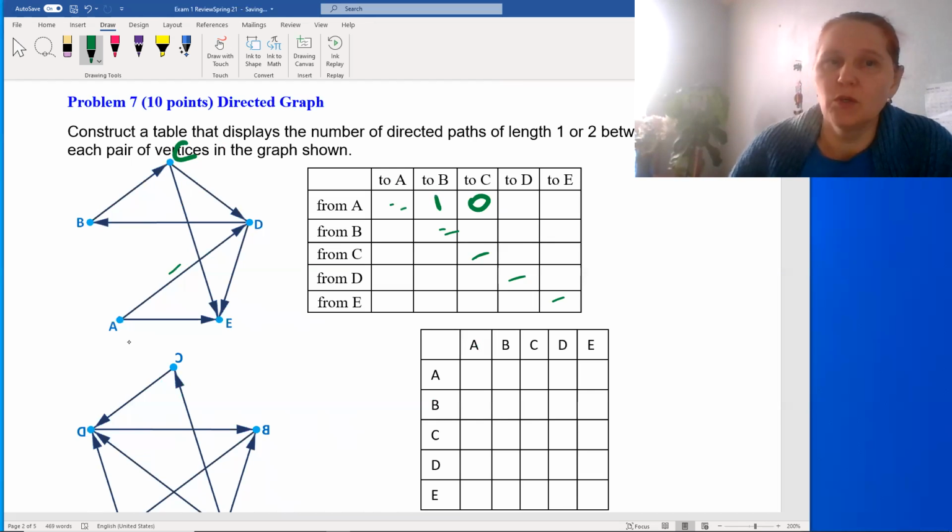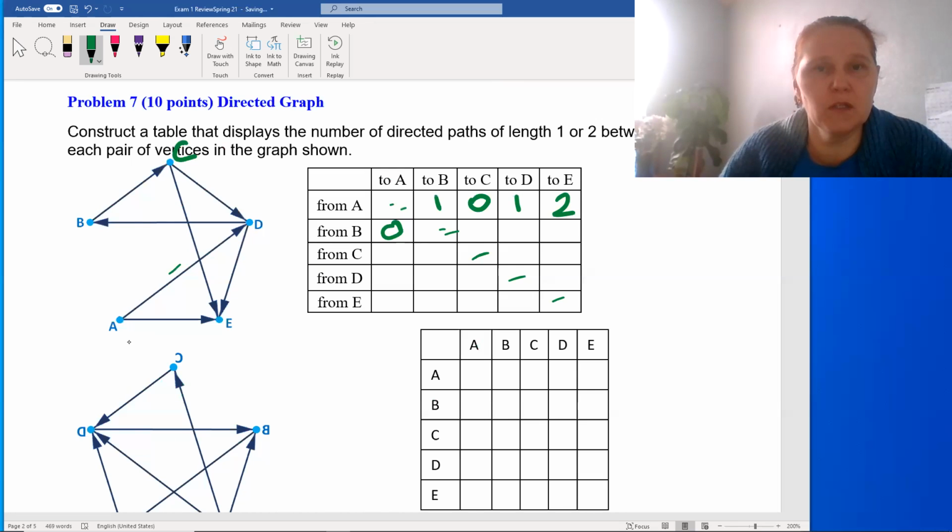We cannot come to D any other than through E or through B, so only one. From A to E, there are 2 ways, directly AE or ADE, so 2 paths. From B to A, there is no way to come. Yes, there are no ways at all to come to A. Actually, you cannot come to A from any other point because there are no edges coming to A. You can draw zeros here.